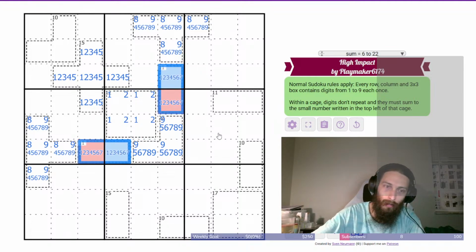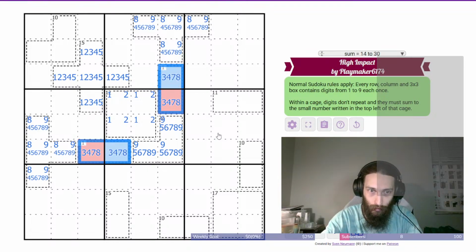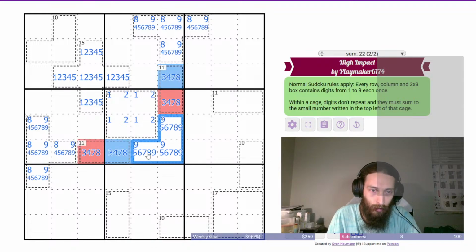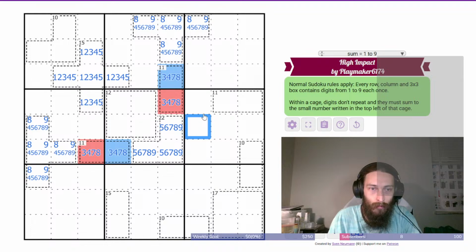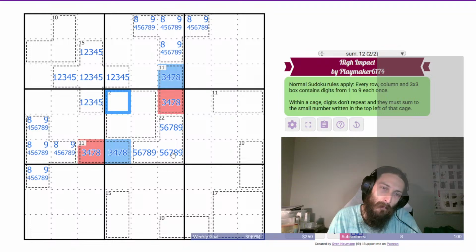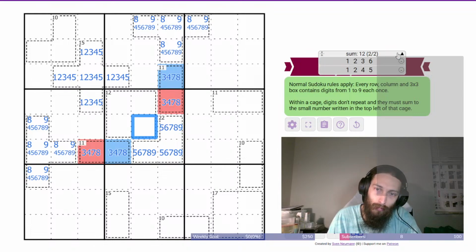So what can red and blue be? It's not 1 or 2, and it's not 9. And it can't be a 5, 6 pair, because it would break 22. We know that this is 7 or 8. We know that this is 7 or 8. So the 22, we already know doesn't have 7 or 8, so that was useless.